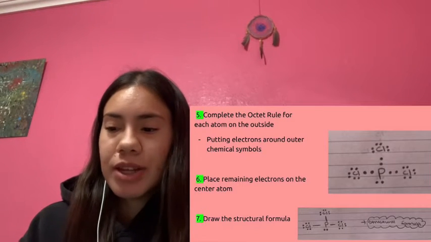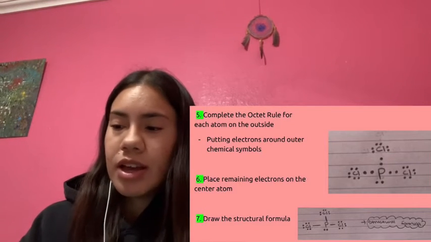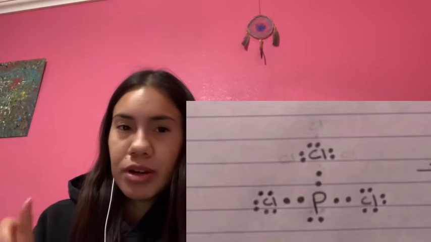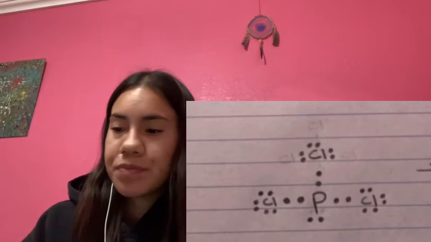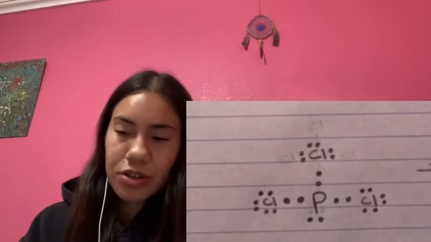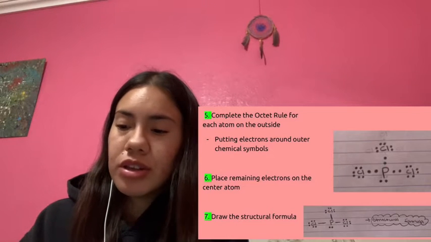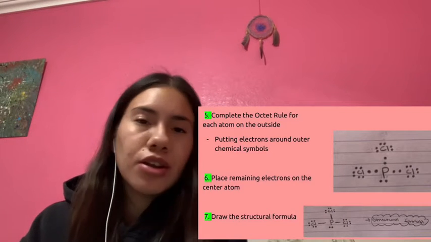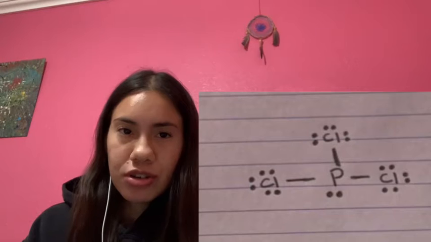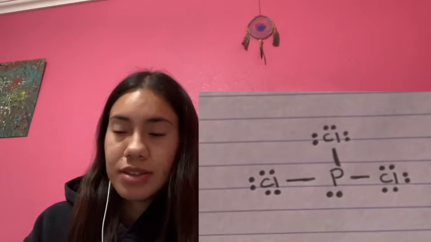And so that brings us to step number 6, place remaining electrons on the center atom. Since we had a remaining 2 electrons, we put them on the bottom of phosphorus. And we completed the octet rule already. And so step number 7 is to draw the structural formula. And all we changed was the bonding electrons by representing them with a dash. So that's all the steps.